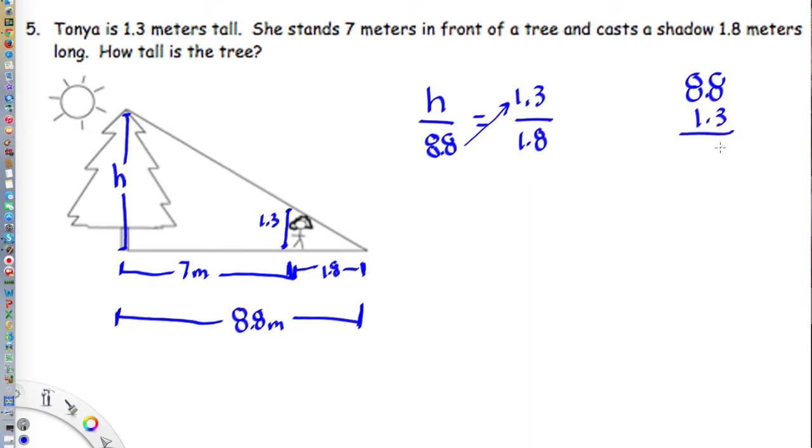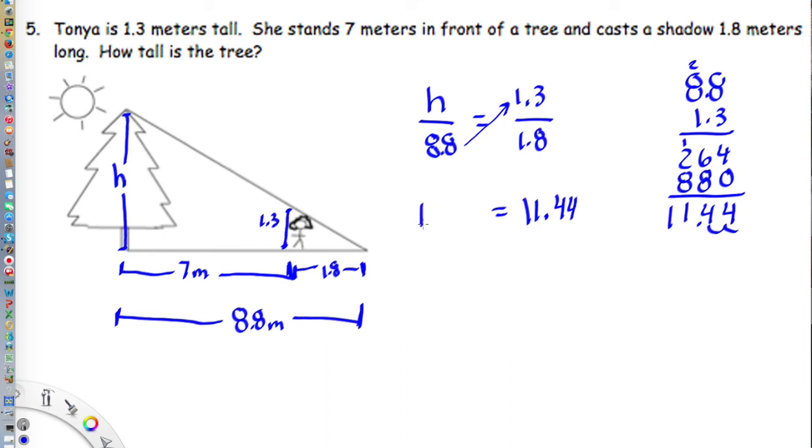3 times 8 is 24, carry the 2. 3 times 8 is 24, plus the 2 is 26. Put a 0 there in the placeholder. And then 1 times 88 is going to be 88. I add it all together. I get 4. I get 14, carry the 1, and then I get 11. I have 2 decimal places in my problem, so I should have 2 in my answer. So 8.8 times 1.3 is 11.44.